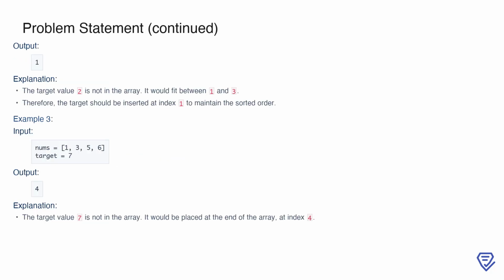In the case where the target is 2, the output is 1. Here's why: the value 2 would fit between 1 and 3 in the array. Inserting it at index 1 ensures that the array remains sorted. Now, consider another example where the input is nums equals 1, 3, 5, 6, and target equals 7. The output here is 4 because the target value 7 is greater than all the elements in the array, so it would be placed at the end. This means it should be inserted at index 4 to maintain the order.